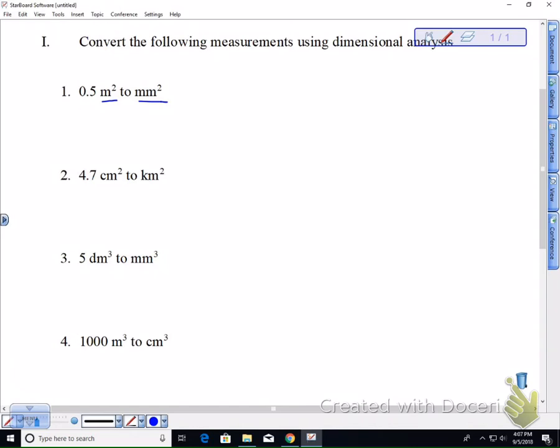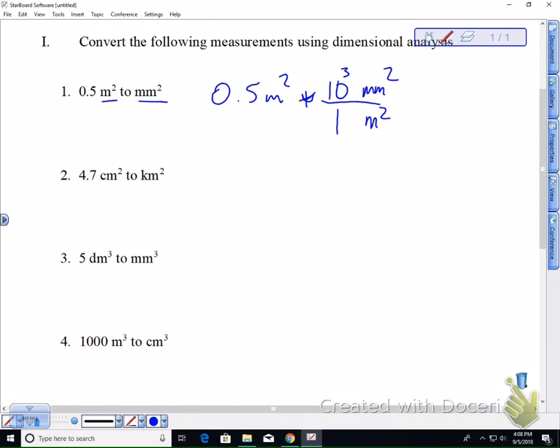In the first example, we have 0.5 meters squared. We're going to set it up just like a normal problem, like we've been doing in class. We put the meter squared on bottom, and we're looking for millimeters squared. Okay, so now is the twist. We're going to put in our numbers like normal. So meter is larger. There are 3 steps that separate milli from meter.